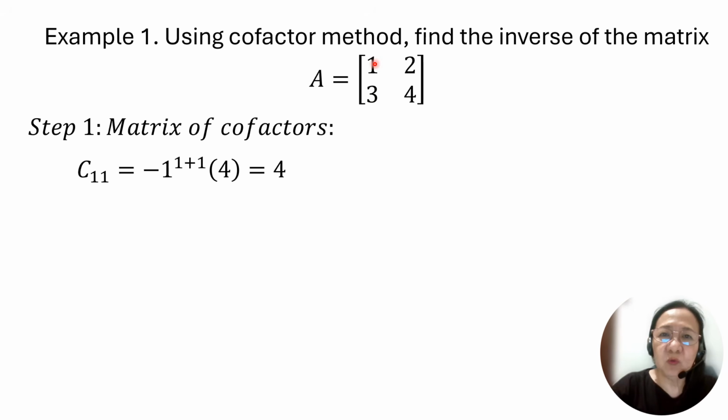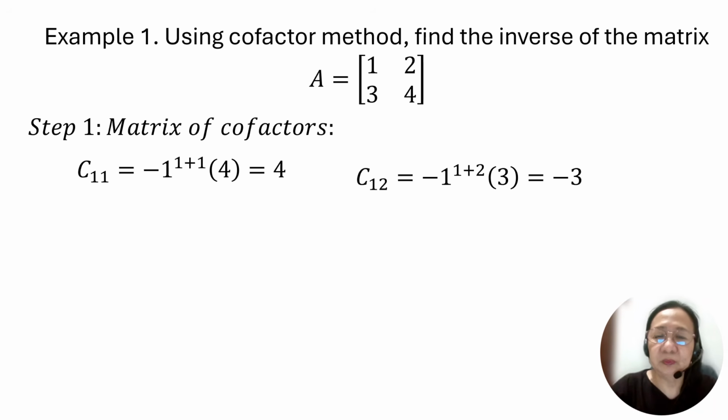So what will be the sign? That is negative 1 raised to the position 1 plus 1. And then after eliminating all these numbers, rows and columns, what is left is this number, 4. So we have to copy this 4. What will be the sign? Negative 1 raised to 1 plus 1, and that is 2. 2 is even, therefore our sign will be positive. So 1 times 4, then we have C sub 11 equal to 4.